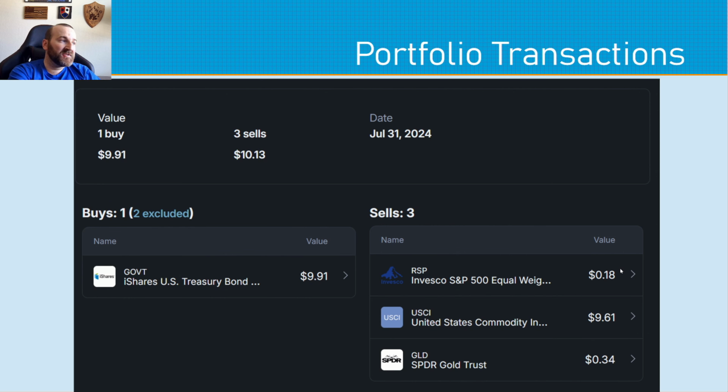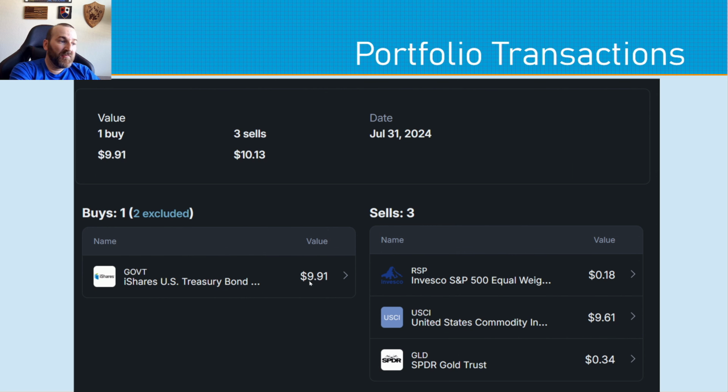Here are those transactions. So on July 31st, that's when I did the rebalance. So I took 10% out of commodities, put it into government bonds. So you see I had one buy. You had government bonds, $9.91, and you had 3 sells. The RSP, the stocks, and the gold were total less than $1, 0.18 cents, 0.34 cents. It was the commodities that was the big change. It was 9.61. So $9.61 got sold out of commodities, reducing it by 10%.